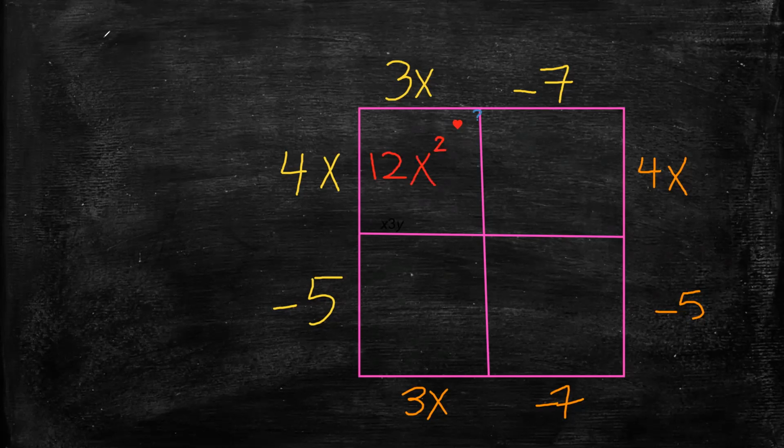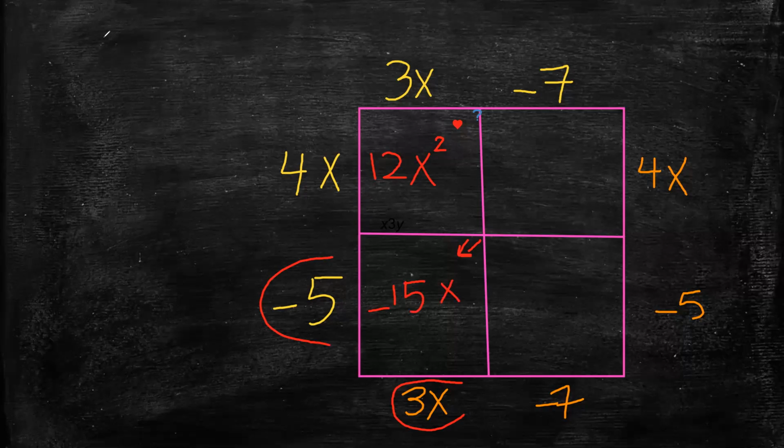I multiplied the variables. The second step, I will go now to this square here. In this square, we have a 3x and negative 5. So I have to multiply them. 3 times negative 5 is negative 15x. Then here, negative 7 times 4x. Negative 7 times 4 is negative 28x. And the last one, negative 7 by negative 5, it's positive 35. Don't forget to write the signs between them.